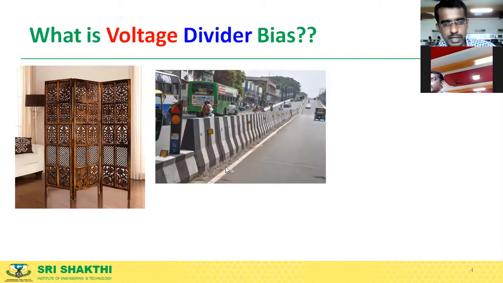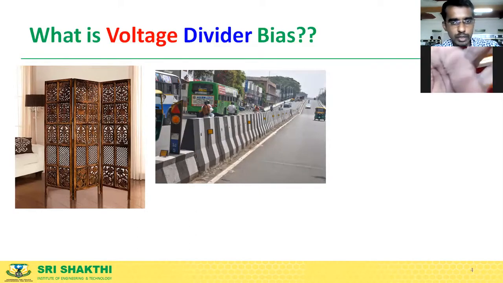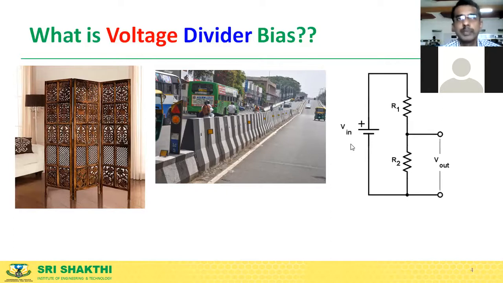Similarly, what you see here right now is a road divider. It divides, or partitions, the road into two. On one road you can go and on the other road you can come. Now, a voltage divider is going to divide the potential that is being given. That's the idea, and that's why it is called a voltage divider.